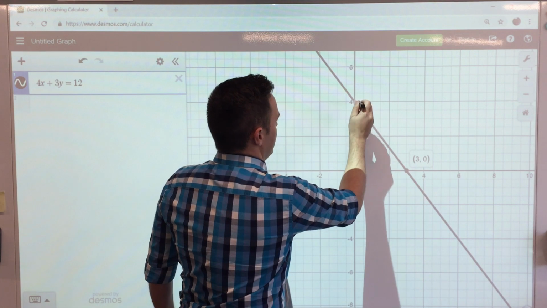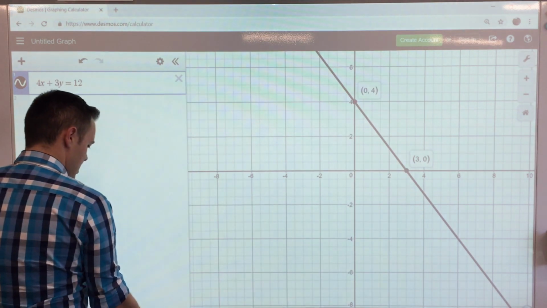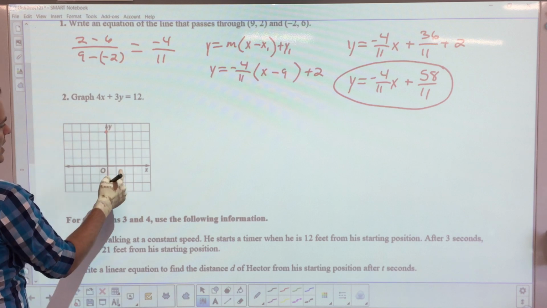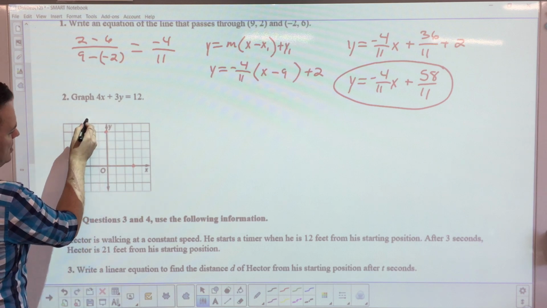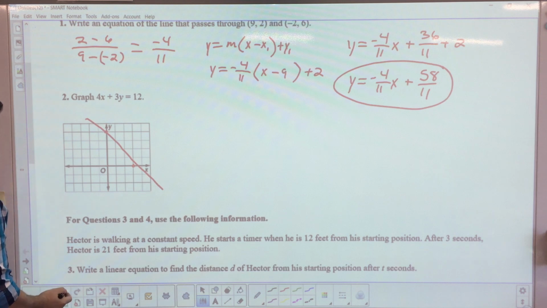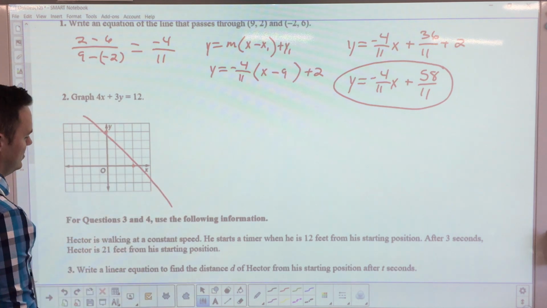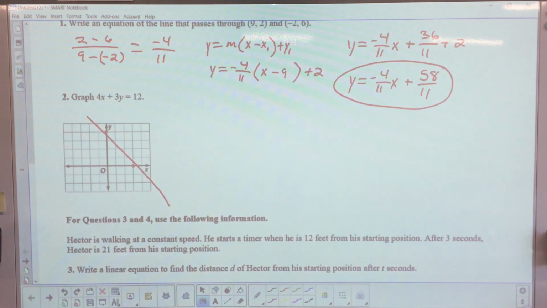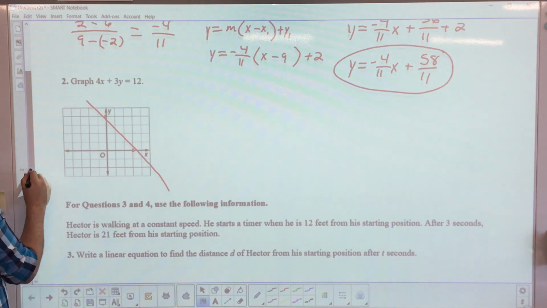All you do is find the intercepts. So I got a 4 and a 3. So I know, ladies and gentlemen, that's going to be 1, 2, 3, 4, and 1, 2, 3, and you just connect the dots. That's bad. I did it again. Third time and I still can't do it. You get the graph.